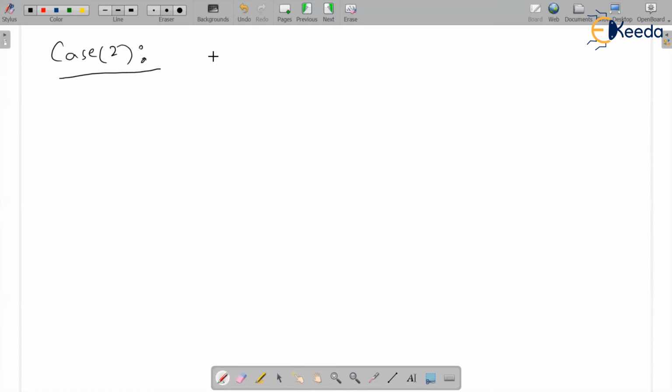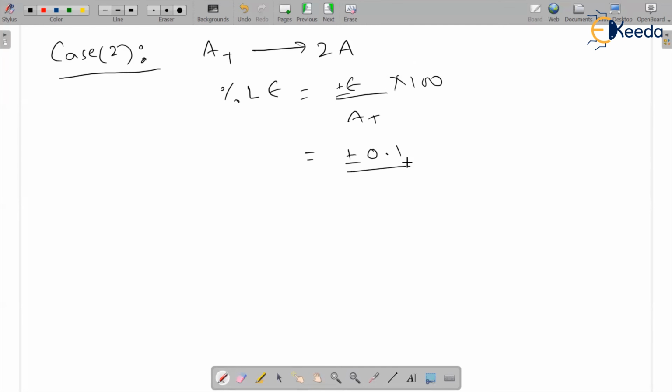In this case, the true value is equal to 2 amperes. Percentage limiting error is equal to the error with respect to the true value times 100. So what is my error? Plus or minus 0.1 by 2 into 100 gives rise to plus or minus 5%.